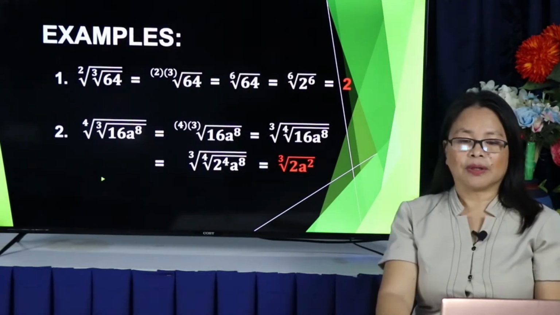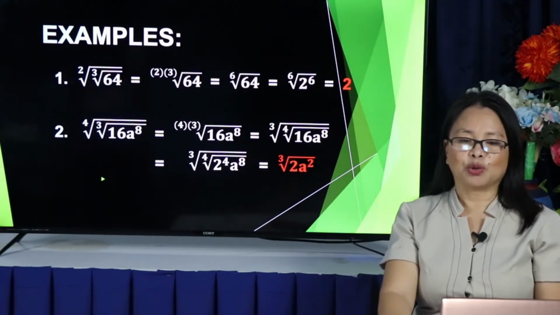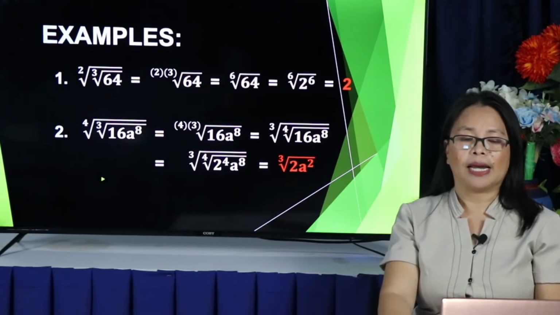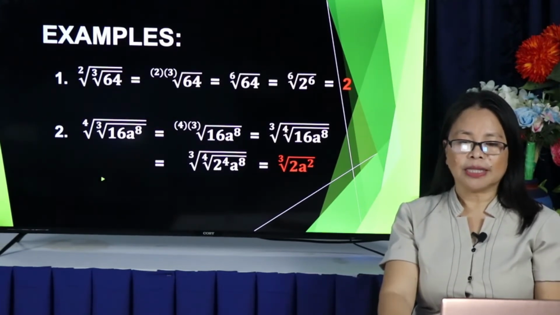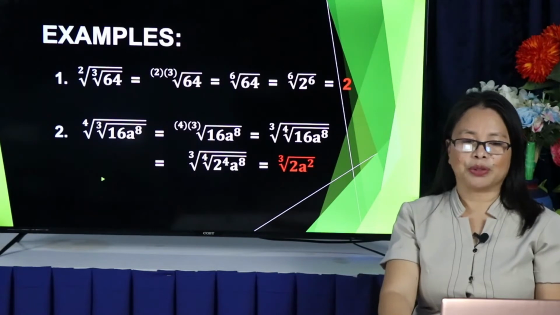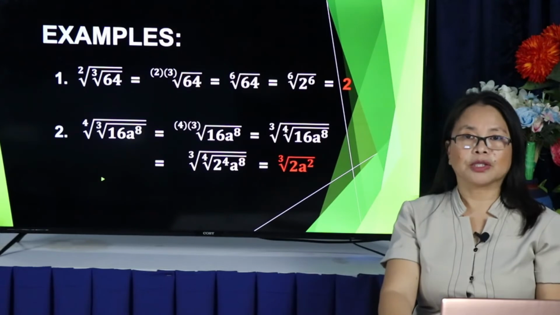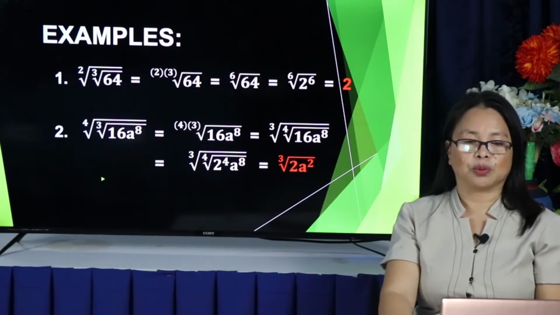Let's try this example. The square root of the cube root of 64. Multiply the indices 2 and 3. So we have the 6th root of 64, which is equal to the 6th root of 2 raised to the 6th power, and the root is 2. So the simplified form of the square root of the cube root of 64 is equal to 2.